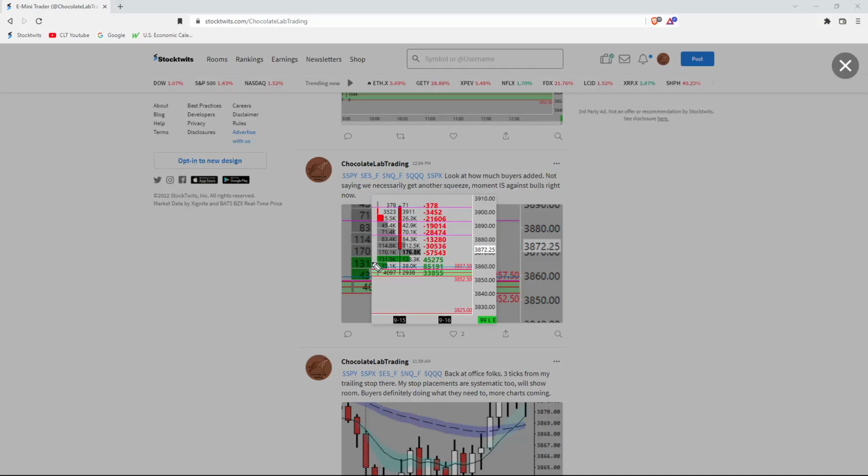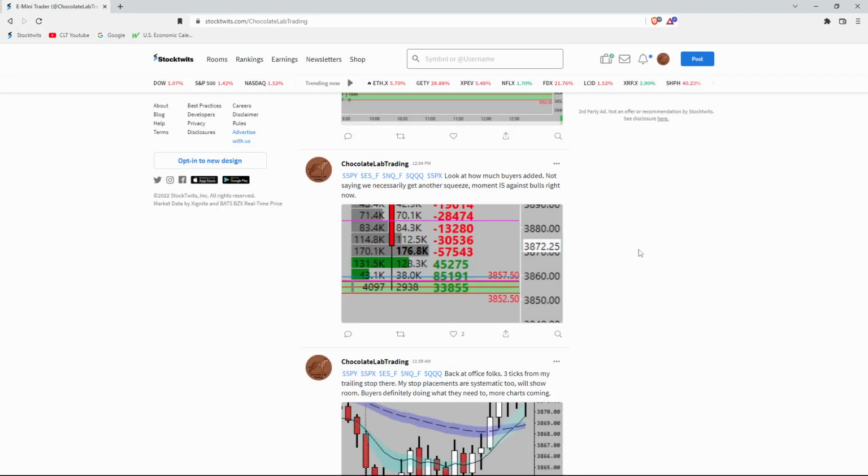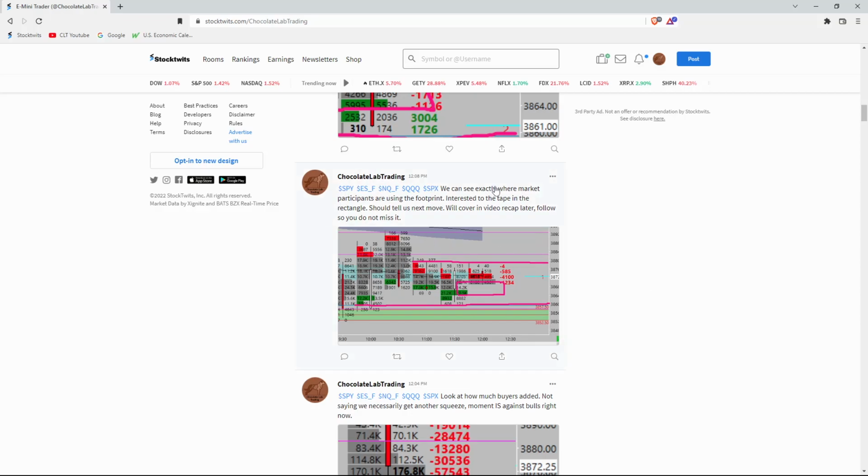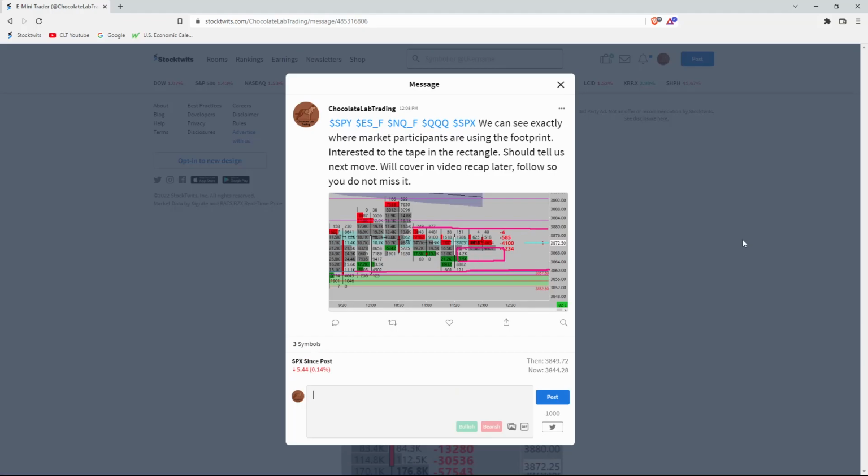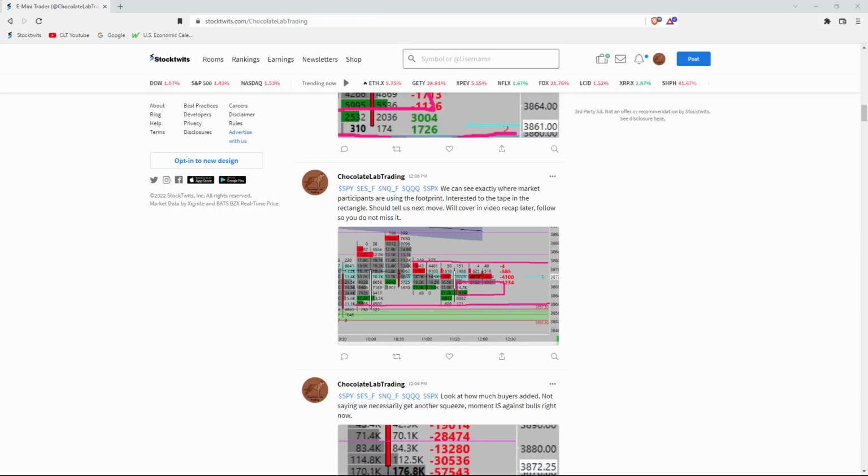So just an update on the daily profile. We could see huge volume nodes, not profiles, I'm sorry, building out here. So it's important to keep an eye. And we could see exactly where market participants are using footprint. Interested to see the tape in this rectangle should tell us next move. We'll cover in video recap. So I will pull up the full picture. 1 second.